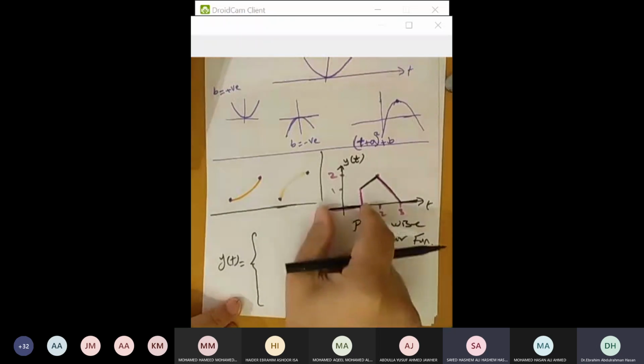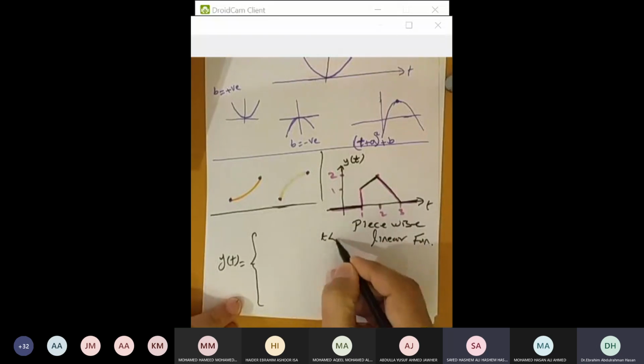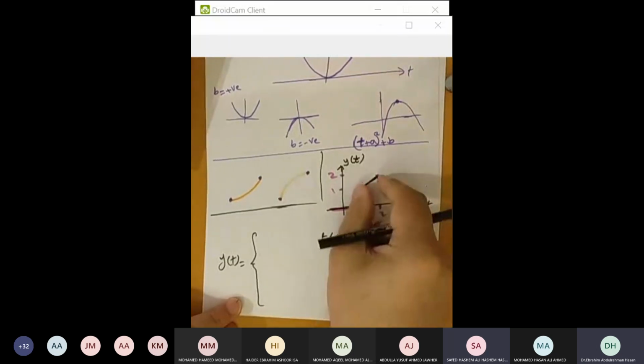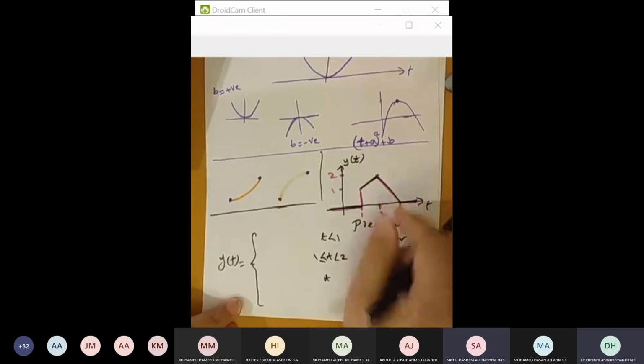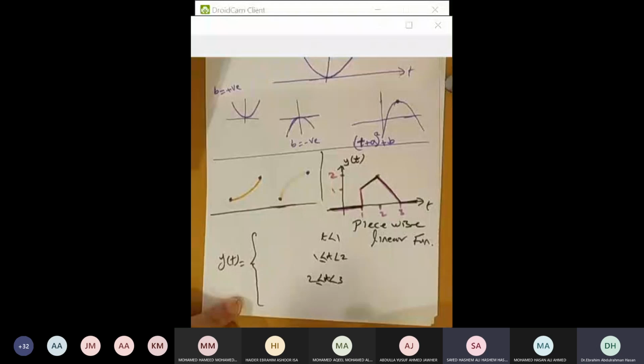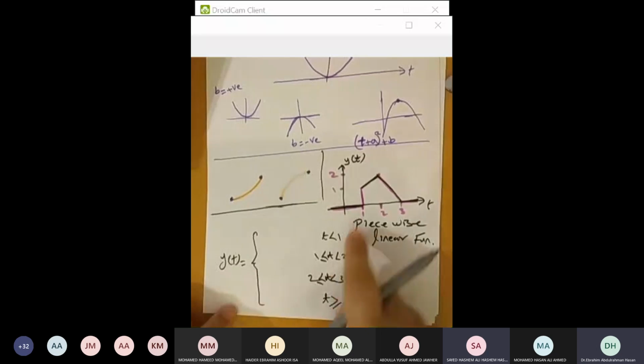So the first part, it is defined for t less than 1. So we have a t less than 1. We have one equation. And another here, another piece, it is for t greater than 1 but less than 2. And the third one, it is for t between 2 and 3, greater than 2 but less than 3. And here for t greater than or equal to 3. Okay, this is very easy. For t less than 1, it is directly equal to 0. For t greater than 3, again, it's equal to 0.